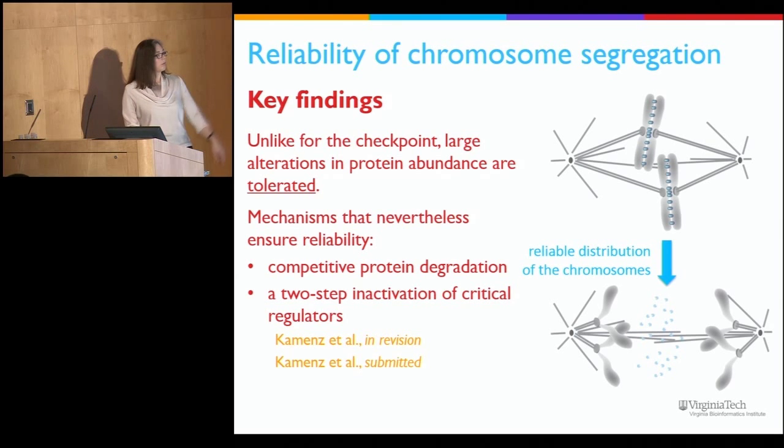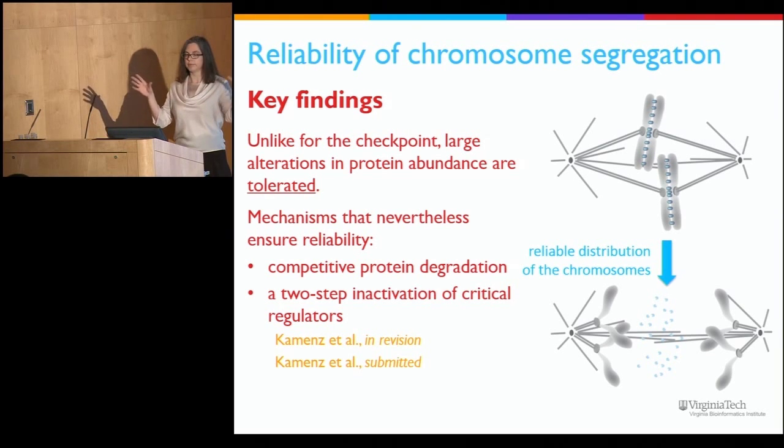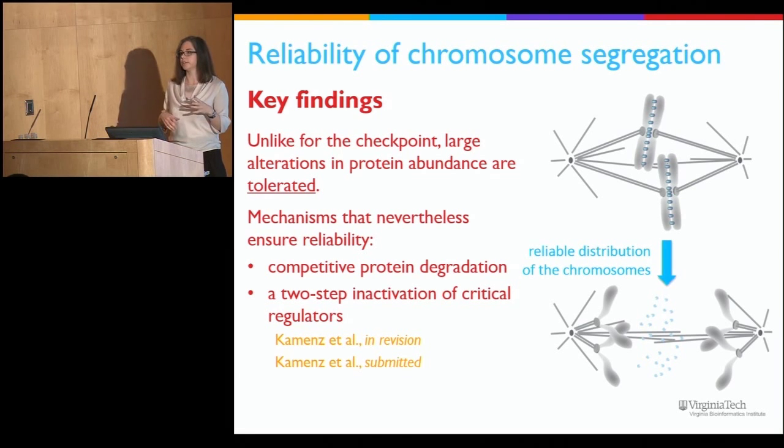With respect to getting the chromosomes into the two daughter cells, that's completely different. So in that case, this step in the cell division is completely robust to large changes in the protein levels. And it was really difficult initially to understand why that is. And we have now started to figure out some of the mechanisms that allow cells to cope with such high variability and nevertheless really reliably deliver the chromosomes.